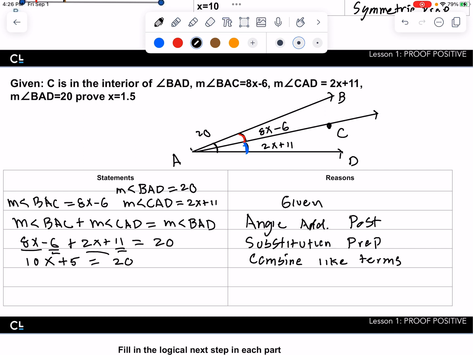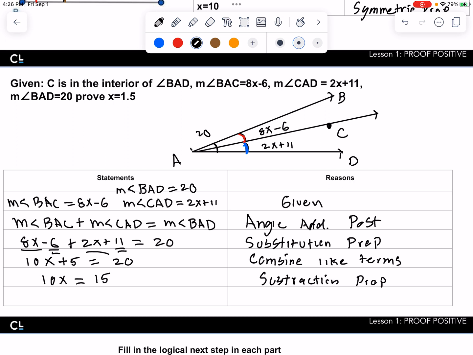Okay, now in order to solve this, I have to move the 5 over. So I need to subtract the 5, because in order to get something to the other side, you always do the opposite. The opposite of addition is subtraction. 20 minus 5 is 15. I use the subtraction property.